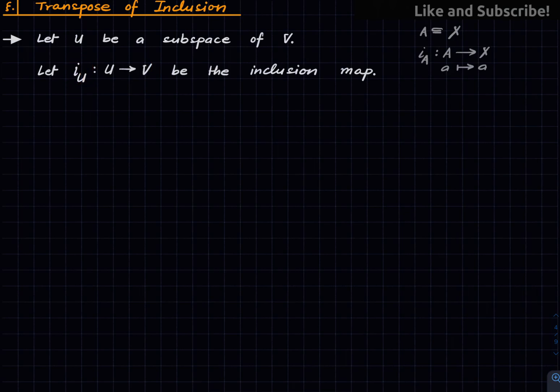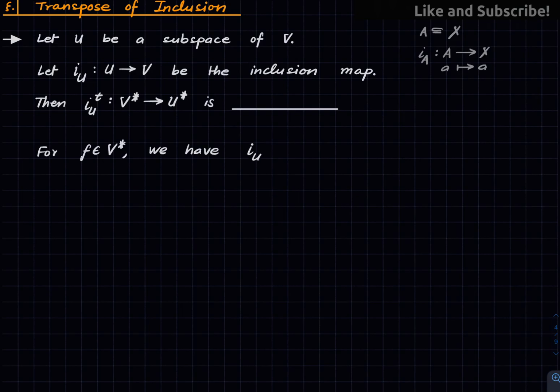Now, by definition the transpose is going to be a map from the dual of V to the dual of U. And we need to figure out what this is. We need to fill in the blanks. So let's figure it out. So for something F in the dual, we have this thing is equal to that thing by definition of the transpose.